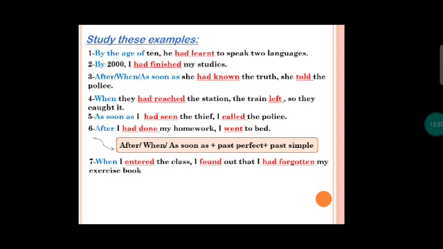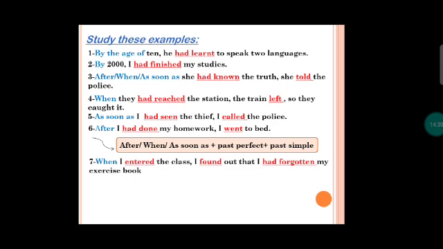Which action happened first? I entered first, or I found out first, or I forgot first. Oh, I forgot my exercise book first. Then I entered the class. Then I found out that I had forgotten. So the first action here, I had forgotten my exercise book, we have to put in the past perfect.